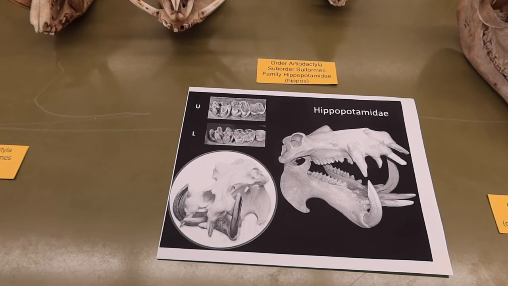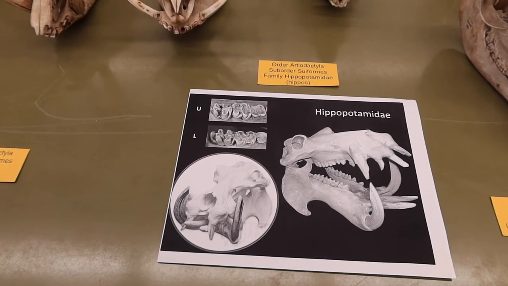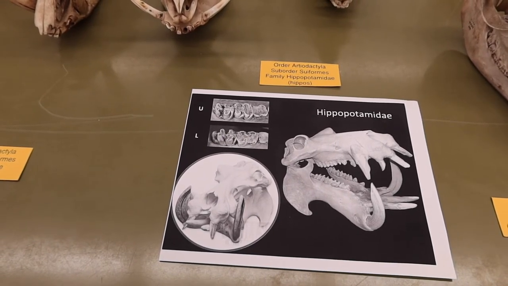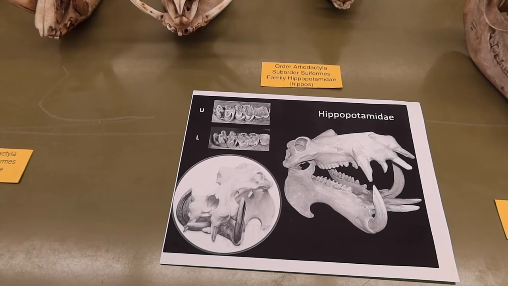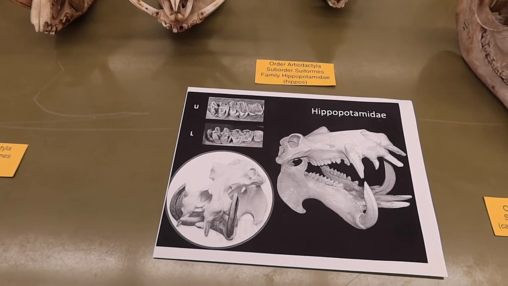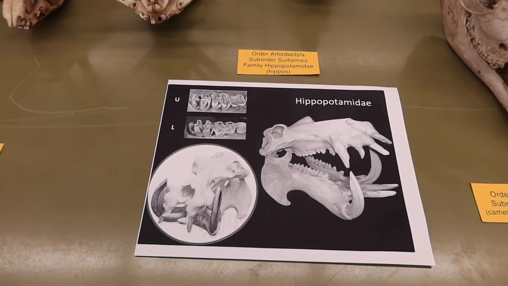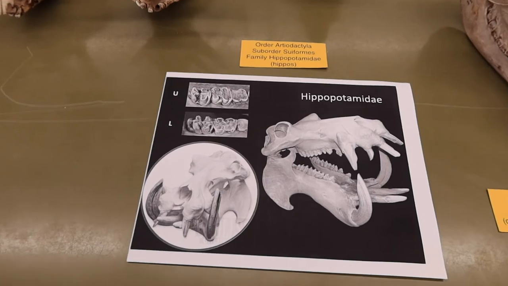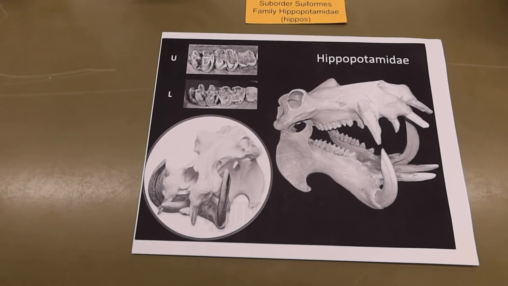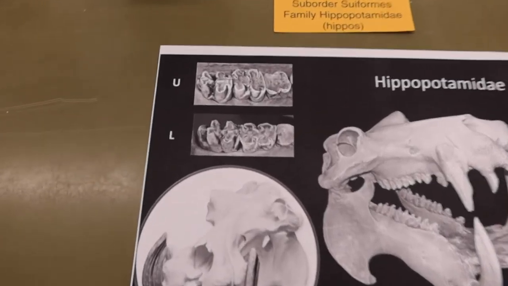They're semi-aquatic. Their eyes and nostrils are pretty high on their head so that they can put their whole body essentially underwater. And they can stay underwater for about 30 minutes. They're quite closely related to whales. They're large and barrel-shaped with short legs. Unfortunately, we don't have a specimen in the lab. This is just a picture to show you what their skull looks like, as well as their teeth.